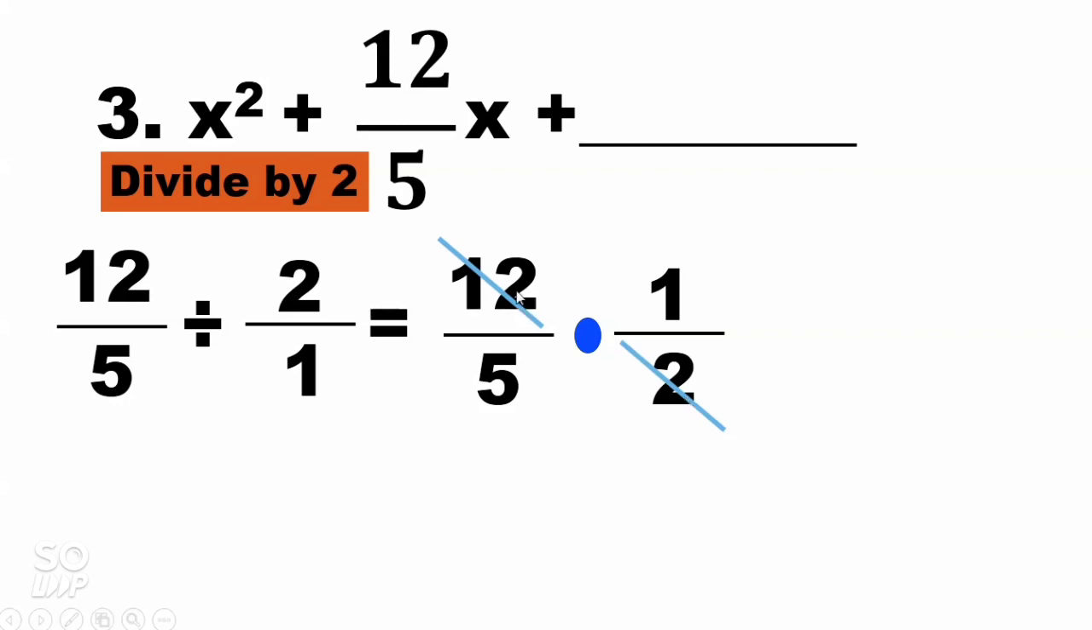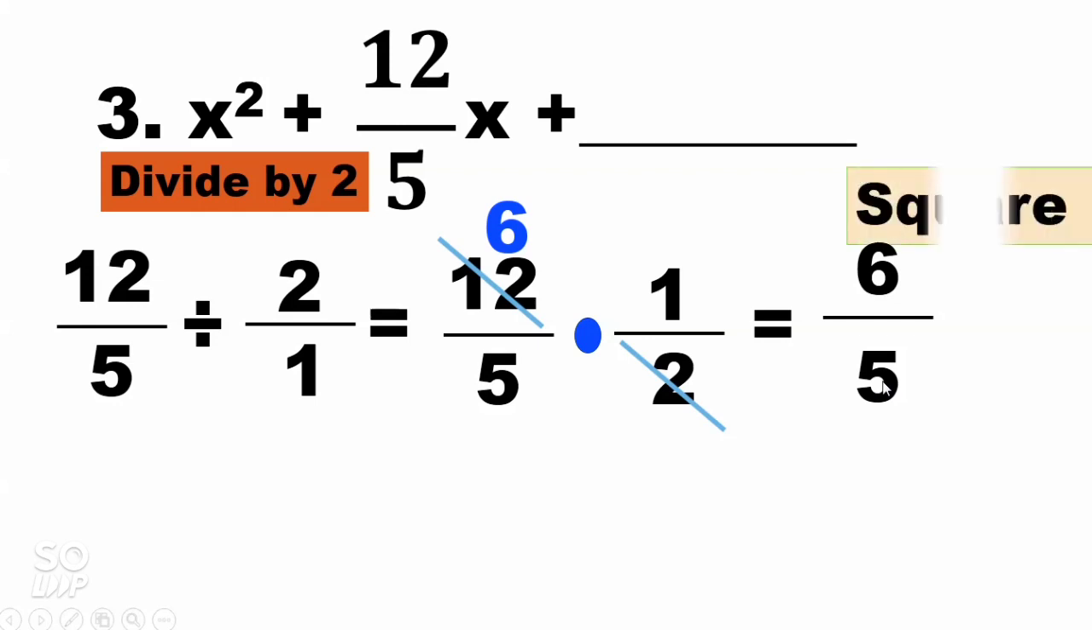To simplify, okay, ang common factor nila is 2. Kaya 12 divided by 2 equals 6. Okay, so 2 divided by 2 is 1. So, therefore, 6 times 1 equals 6 and we have 5. Okay, so now we have 6 over 5.